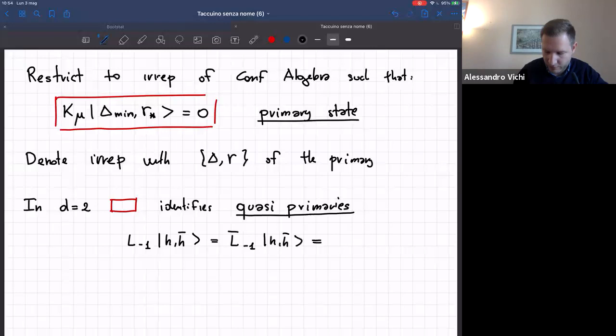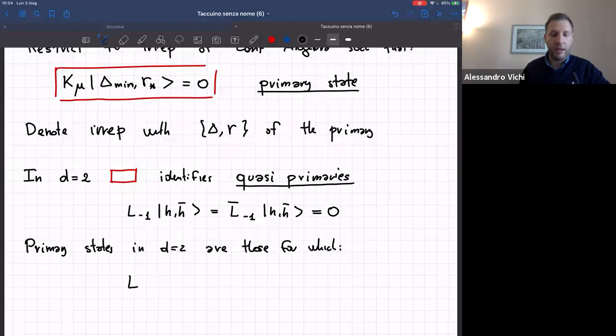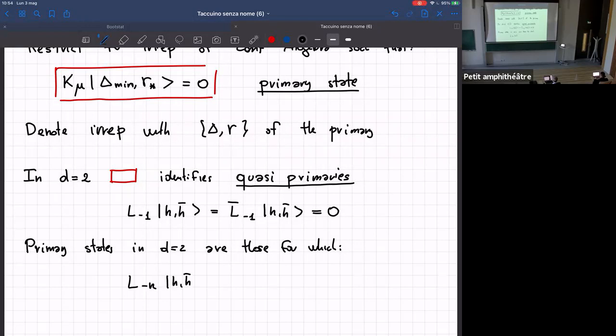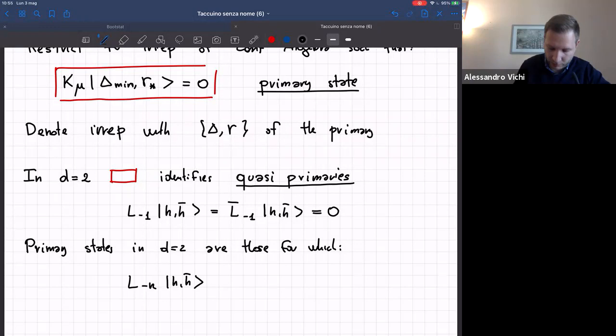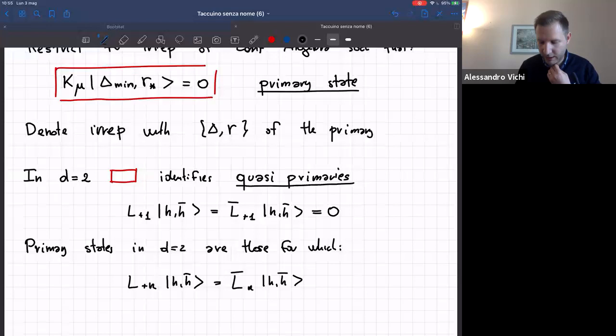Instead, primary operators in two dimensions are those that satisfy a similar condition, but for any positive L, for any L plus n or L bar plus n. Sorry, Alessandro, is it not L plus one, maybe? Yes, sorry, you're right. Thank you. Yes, of course. The minus n are the raising and the plus are the lowering. Thank you very much. For any n larger or equal than one.